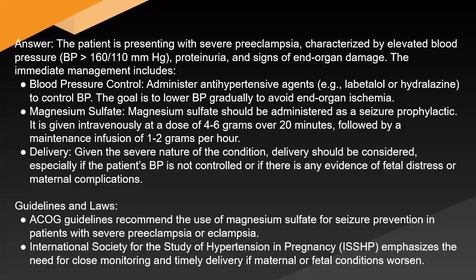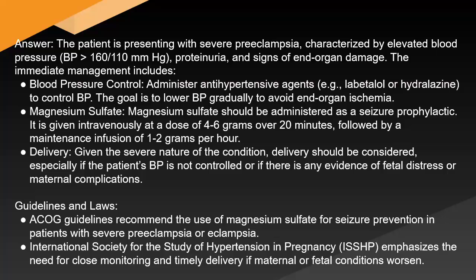Answer. The patient is presenting with severe preeclampsia characterized by elevated blood pressure, BP 160/110 mmHg, proteinuria, and signs of end organ damage. The immediate management includes blood pressure control, administer antihypertensive agents, e.g. labetalol or hydralazine, to control BP. The goal is to lower BP gradually to avoid end organ ischemia.